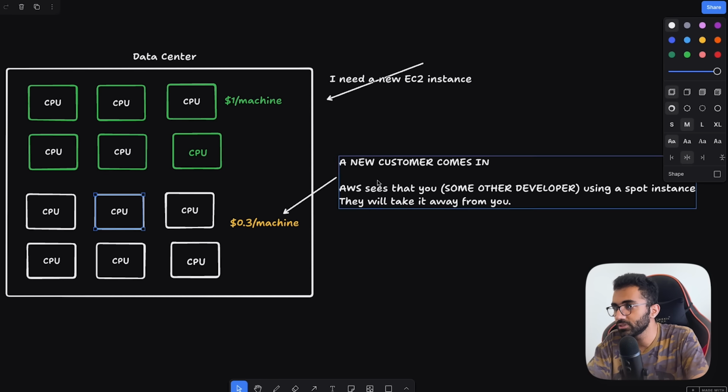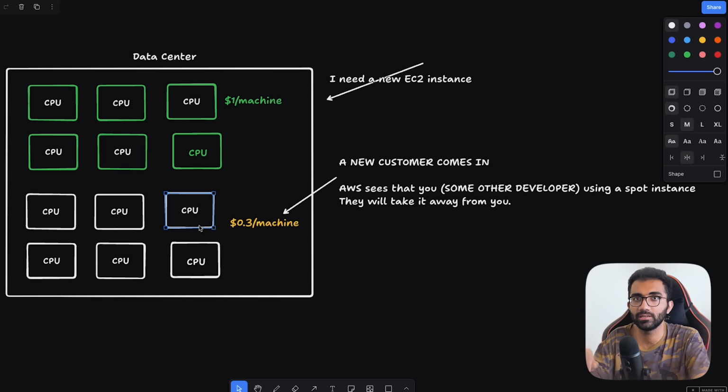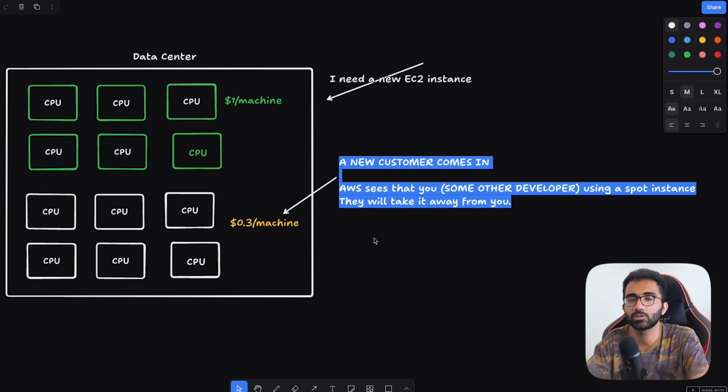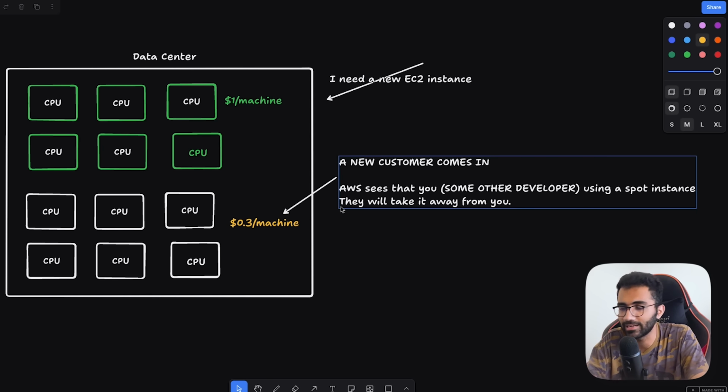So what happens is that when a new customer comes in, AWS says that if you have a spot instance which you are using and we need it back, we will give you a 2-minute termination warning. After that, we'll just terminate your instance. So AWS is not as cruel as they might look with the spot instance thing, that they'll just directly terminate your workload. That's not what happens. They take it slow.